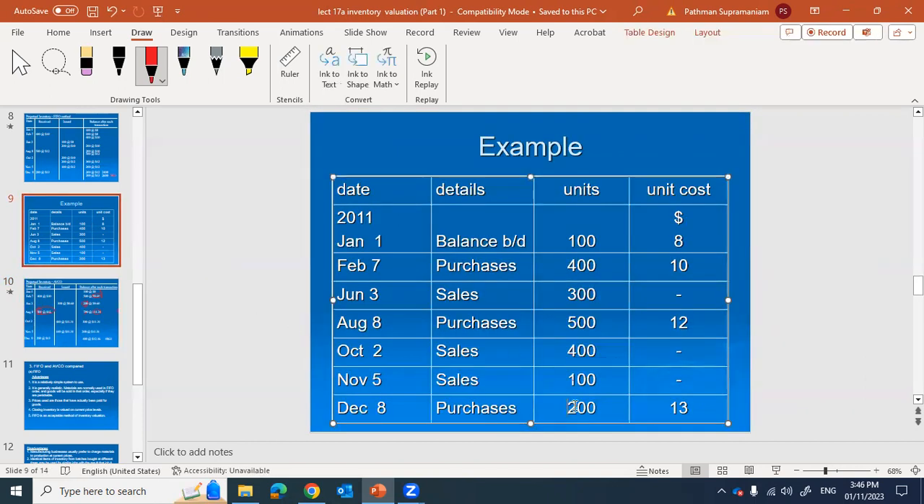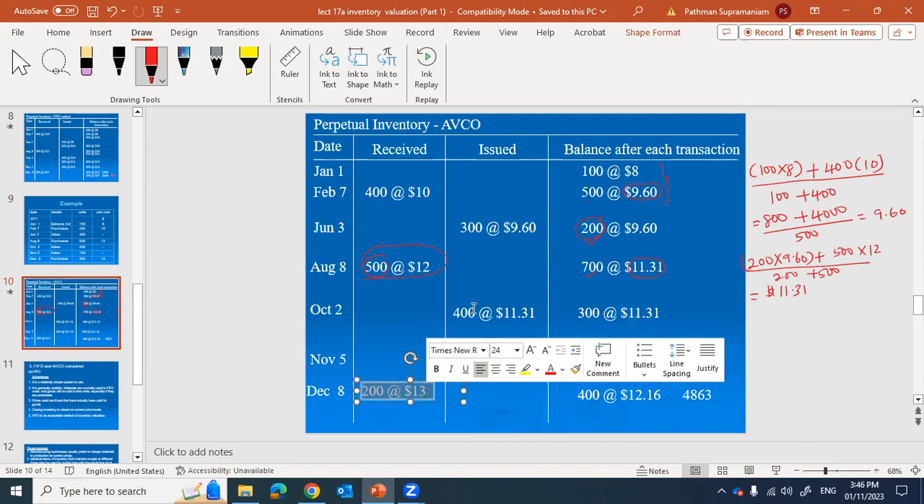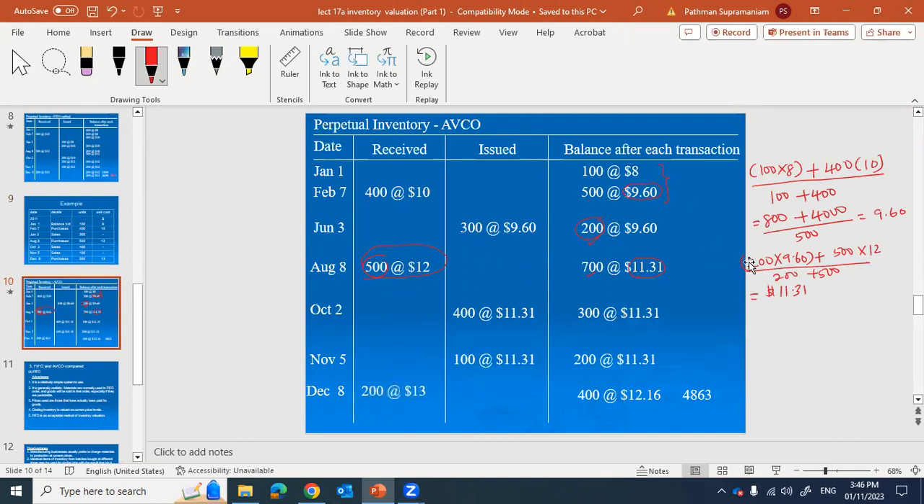And finally, the last transaction that I'm purchasing 200 units at $13 per unit. So I need to combine this and calculate the latest average cost per unit. So once again, it's 200 times 11.31 plus 200 times 13 over 200 plus 200. Yeah, 200 plus 200, and that is going to give me $12.16, which is how I got this figure. And as for this one, I just add these two to give me this figure.